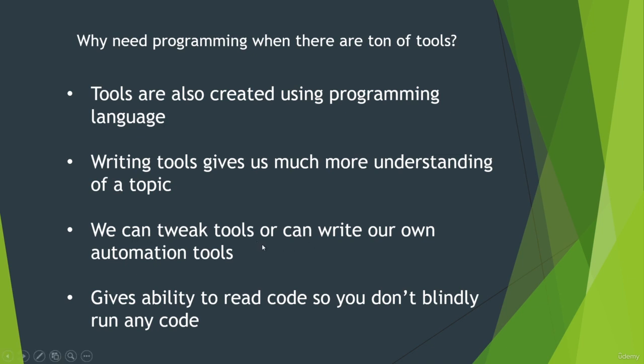We can tweak our tools or write our own automation tools, and we can tweak others' tools. If there is any functionality missing in a tool, you can add that functionality when you know a programming language. We can also write our own automation tools, and it gives us the ability to read code, so you don't blindly run any code. Not all the code hosted on GitHub is safe. You need to first inspect the code before you run it.